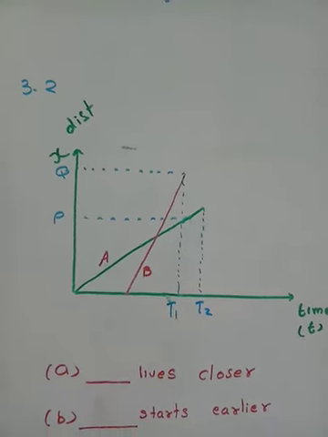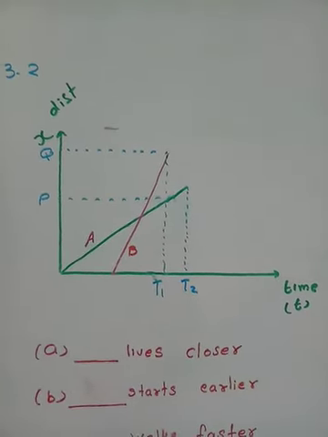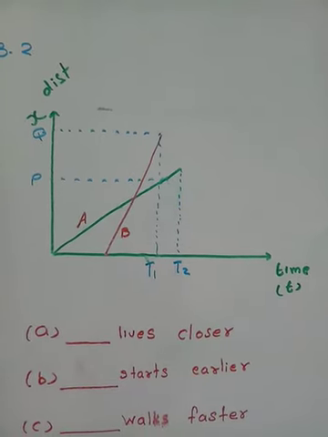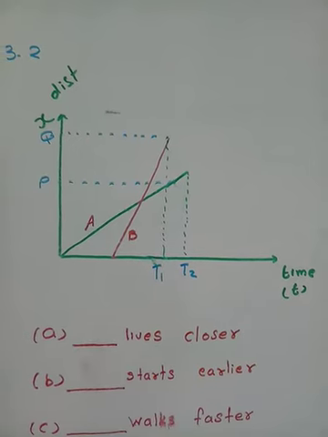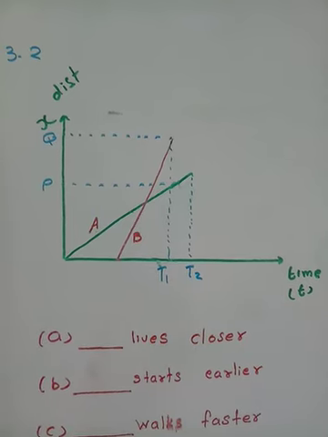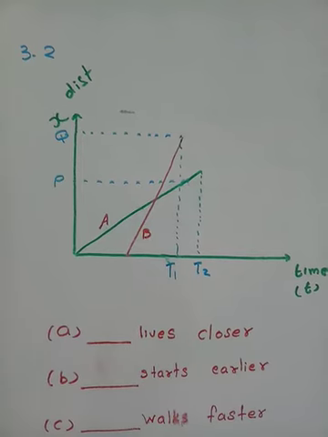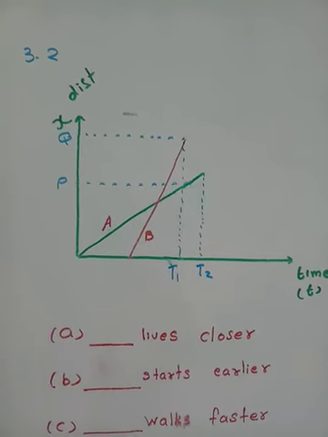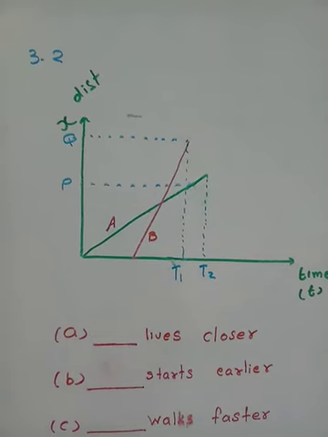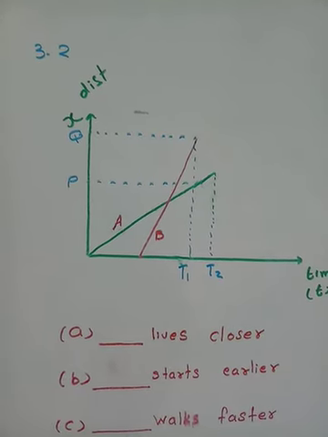Now the first question is, who lives closer? This is a distance versus time graph. Now who lives closer to the school? See, the one who has covered smaller distance is closer to the school, and one who has covered larger distance from school to home is living away from the school. So who lives closer? Obviously you can see on the distance axis, who is having larger distance covered. We can see the graph of B and the graph of A.